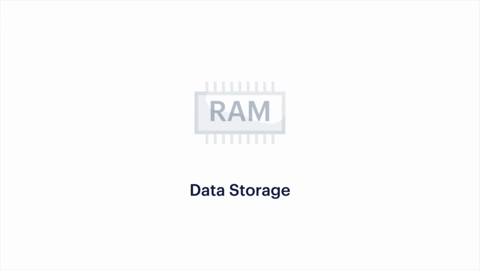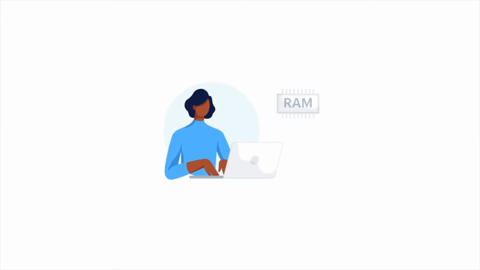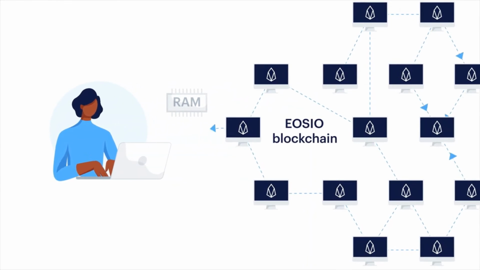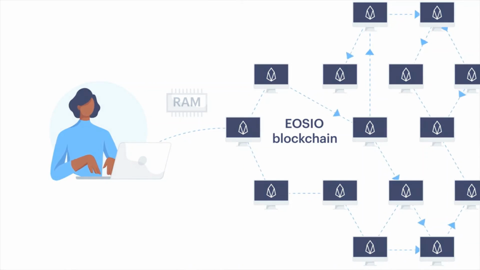The third EOSIO resource is RAM. RAM is measured in kilobytes and represents data storage. The more on-chain storage developers like Sally need, the more RAM they need to acquire. Unlike CPU and net, RAM is not obtained by staking. Instead, it's purchased through a market managed by EOSIO's core system software.